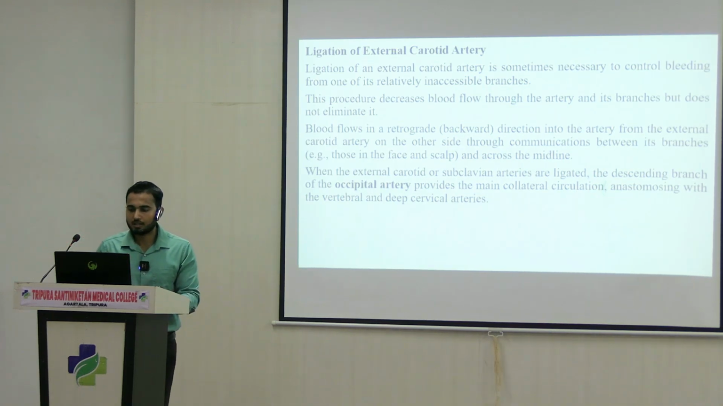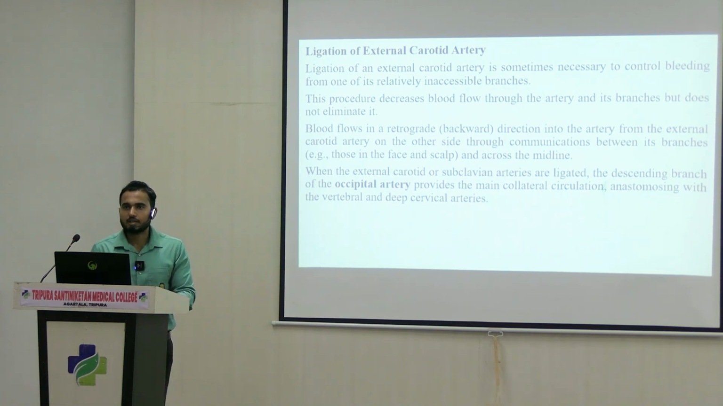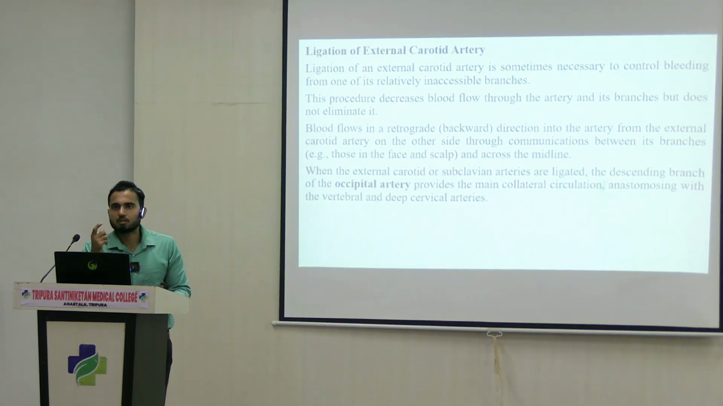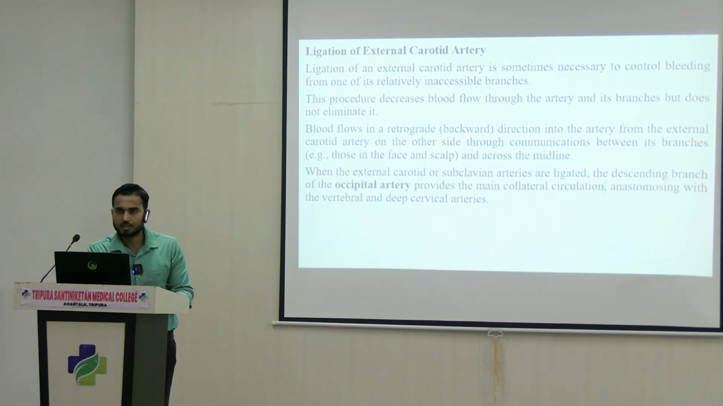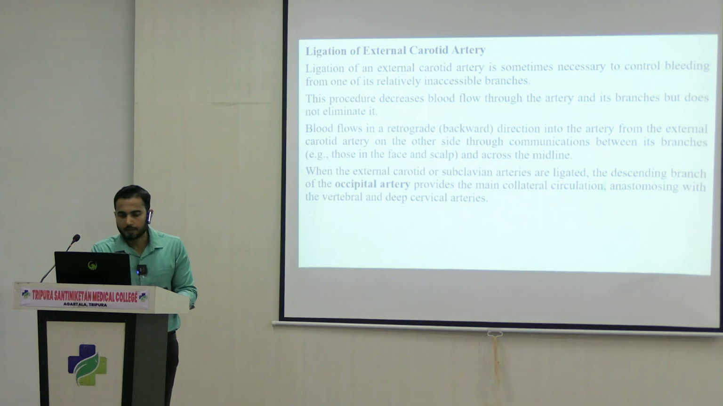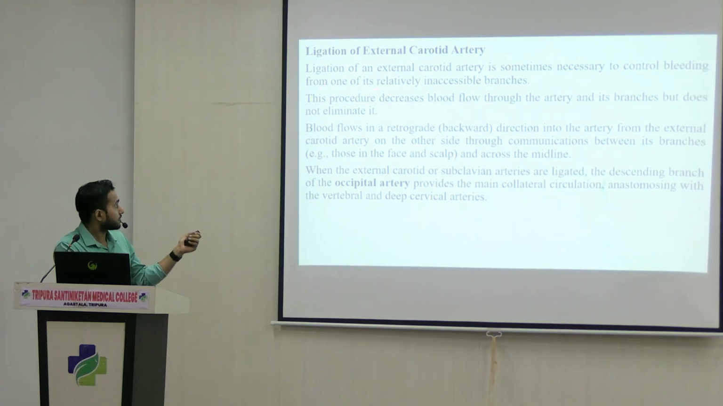Next is the ligation of the external carotid artery. What do you think, why is the ligation of the external carotid artery required? To control the bleeding. Now this is not very effective. Why? Because of the collateral circulation. It will decrease the blood flow, but due to the collateral circulation, this particular procedure is not effective. So ligation of the external carotid artery is sometimes necessary to control bleeding from relatively inaccessible branches.